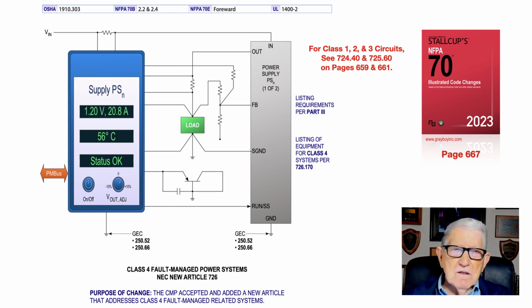But that's the main purpose of this article, is to provide information to the user when they're dealing with a Class 4 type circuit, and they do not get mixed up with Class 1, 2, or 3. They know that they're dealing with Article 726 when they're dealing with a classification system using Class 4 circuitry.